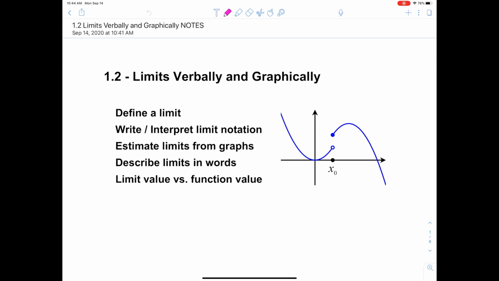We're going to be able to evaluate limits based on a graph, and we want to be able to convert between mathematical notation and normal English. Additionally, we're going to hit one more standard, and that is to distinguish between the value of a limit and the value of a function at a given point, or a given x.